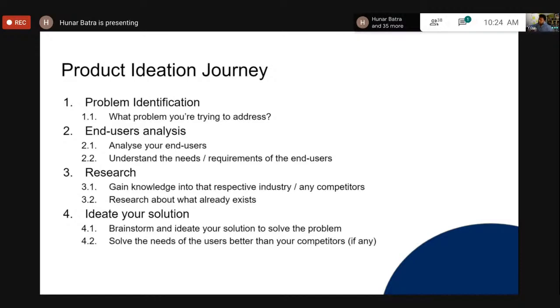The first step for ideating your product, any software product, is to identify what problem already exists in the market or around you. What is it that the customers actually require? What is it that actually lacks, and what could you build around it that can bridge the gap between the problem that exists?